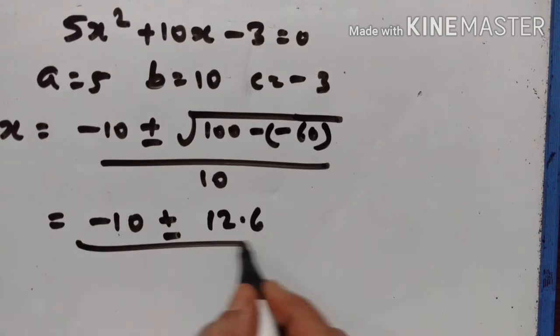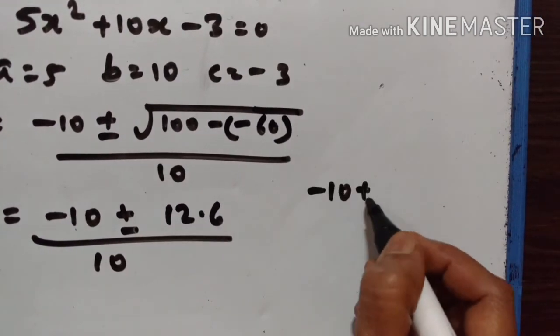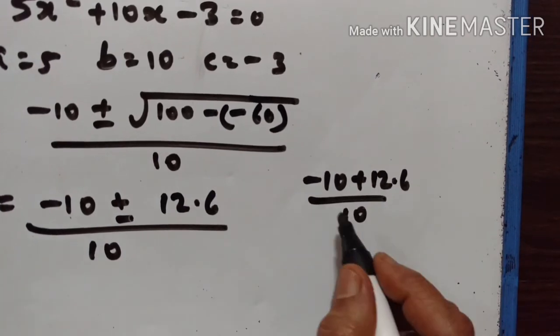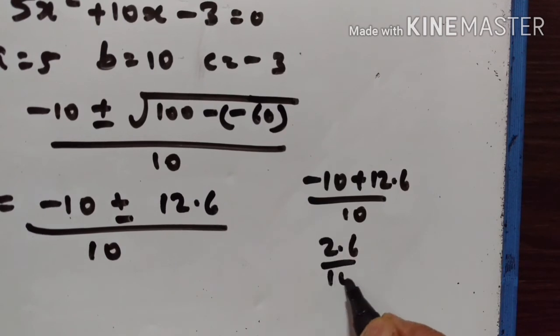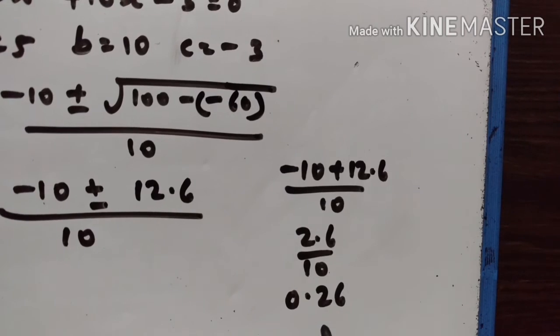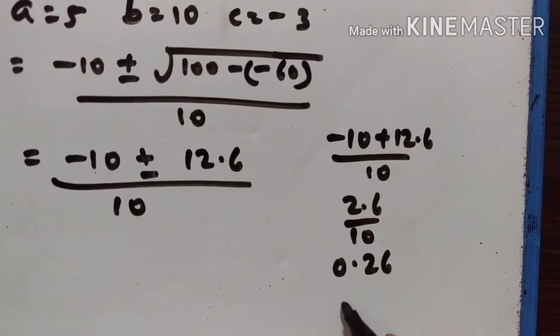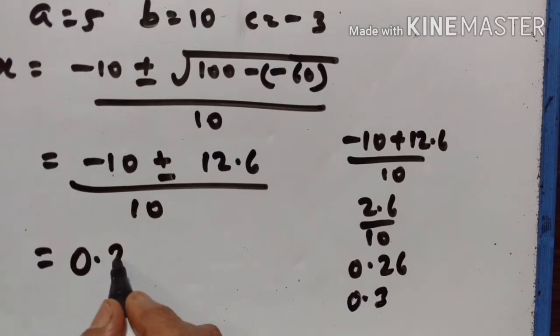12.6 upon 10. So minus 10 plus 12.6 upon 10 is what? 2.6 upon 10, 0.26. We have to correct the answer to one decimal place. So this will be 0.3. One root will be 0.3.